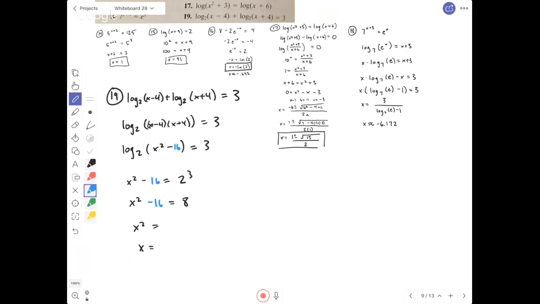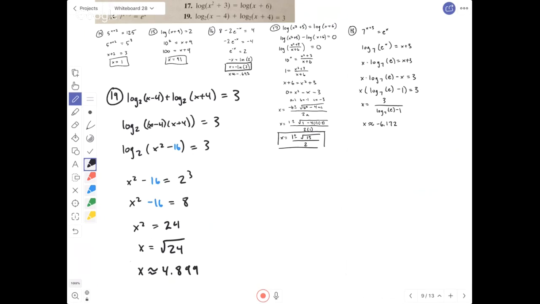Okay, so 16, so that is 24, and x equals the square root of 24, which I just checked on Desmos, is about 4.899.